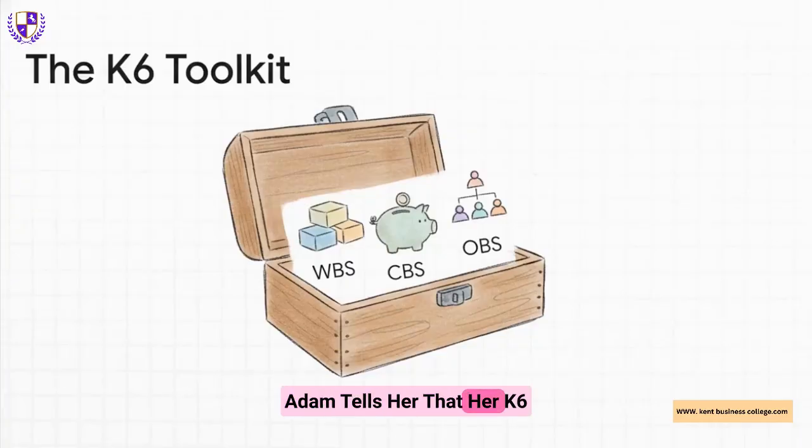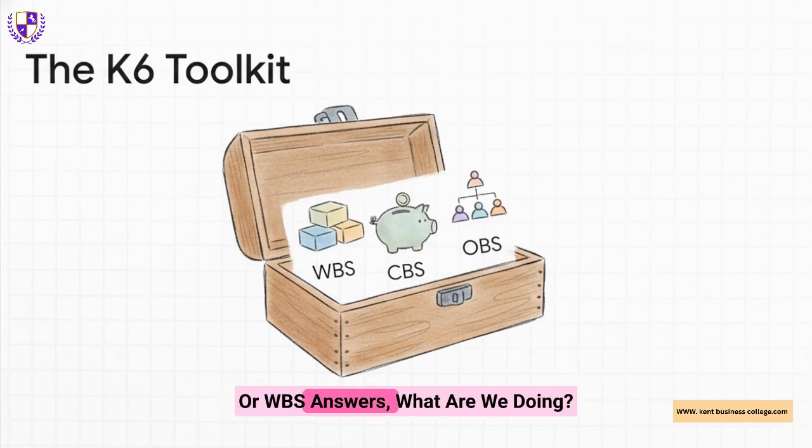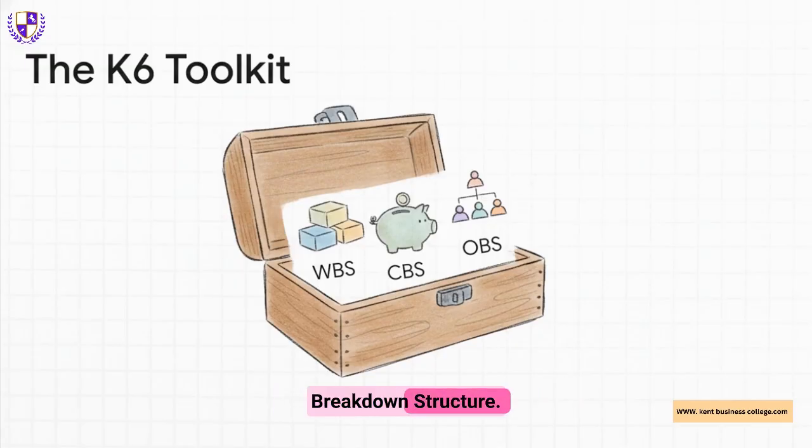Adam tells her that her Case 6 toolkit has 3 core tools, 3 breakdown structures. The easiest way to remember them is by the 3 big questions they answer for any project. First, the work breakdown structure, or WBS, answers, what are we doing? Then, the cost breakdown structure, the CBS, answers, how much is it going to cost? And finally, the organization breakdown structure, the OBS, answers, who is responsible? Let's break those down a bit more.